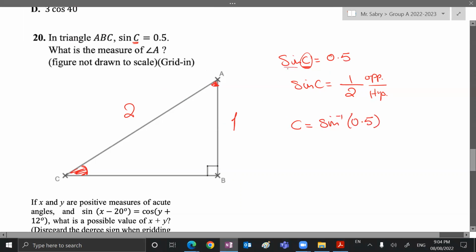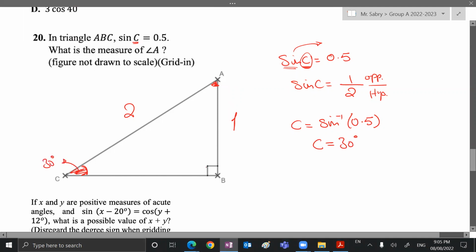So if you want to move the sine to the other side, it doesn't go with division. It goes as sine to the power of -1, which is the same as division, by the way. So you do it as shift sine -1 of 0.5. And that would get me the value of C equal to 30 degrees. So the measure of this angle is 30 degrees.